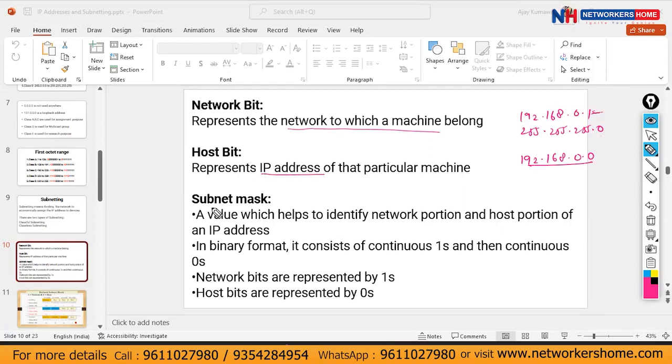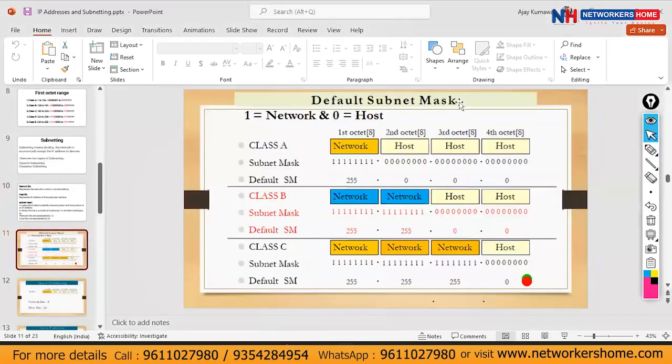What is a subnet mask? It is a value which helps to identify the network portion and host portion of an IP address. If you write it in binary format, it consists of continuous ones first and then continuous zeros. All ones will be on the left, all zeros will be on the right. In your subnet mask, the network bits are represented by ones and the host bits are represented by zeros. Easy? Okay. Now about the default subnet mask.